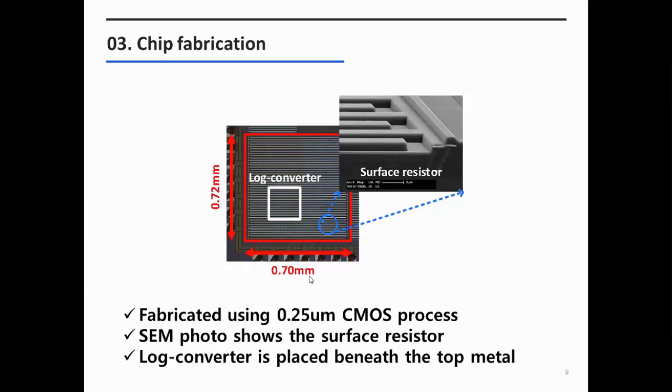The proposed sensor was fabricated using a 0.25 micrometer CMOS process, and the left figure shows the die photo of the proposed humidity sensor, and the right figure shows the SEM photo that shows the surface resistor. We cannot see the circuit of the load converter because it is placed beneath the metal. The size of the fabricated chip is 0.72 millimeter by 0.7 millimeter.